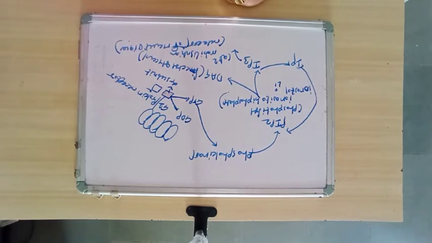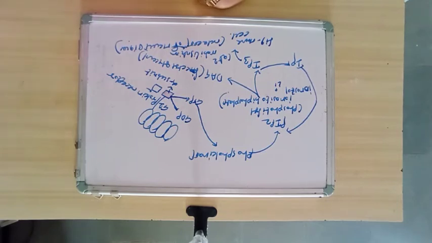Lithium inhibits the formation of IP3. So let us discuss one by one. So this is your nerve cell. So the figure, it is a nerve cell. So let us discuss the mechanism of lithium.